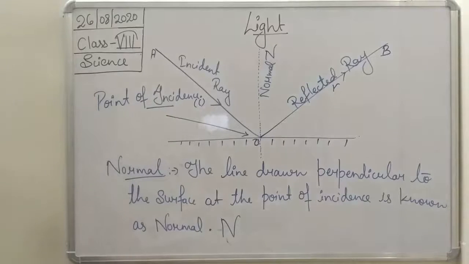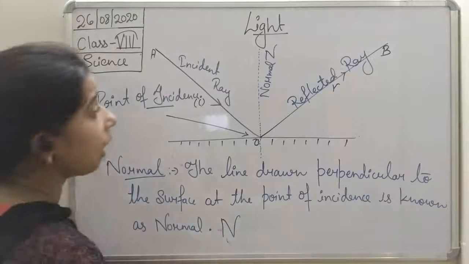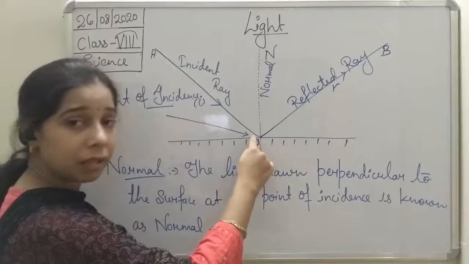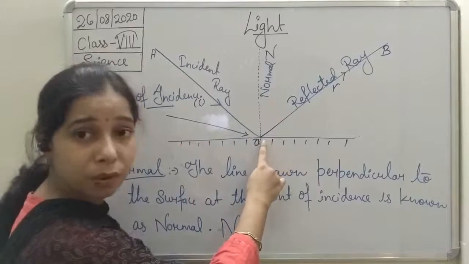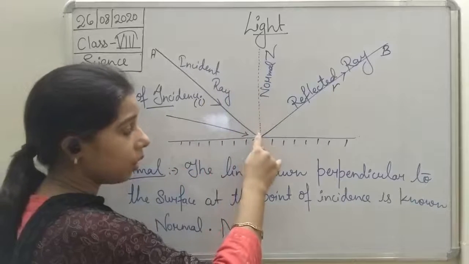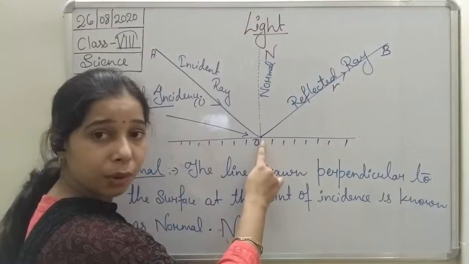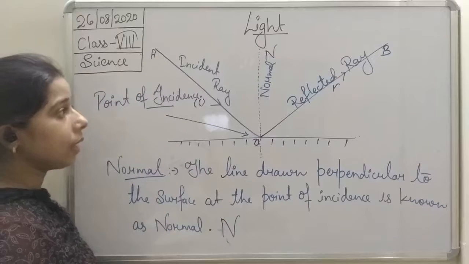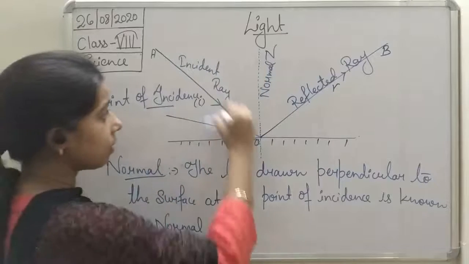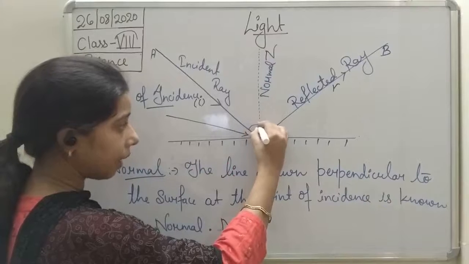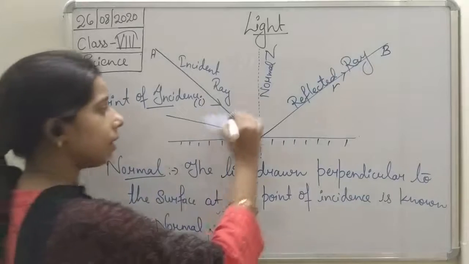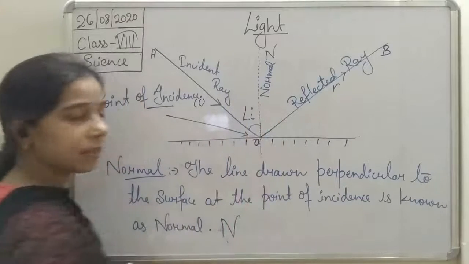Now there are two other things that we have to understand, student, and it is very important. You see, there is one ray which is coming to the point of incidence. There is another line, the normal ray, which is also coming to the point of incidence. So this line and this line form an angle here, students, right? And this angle is known as an angle of incidence.